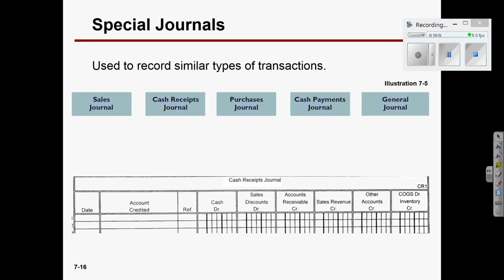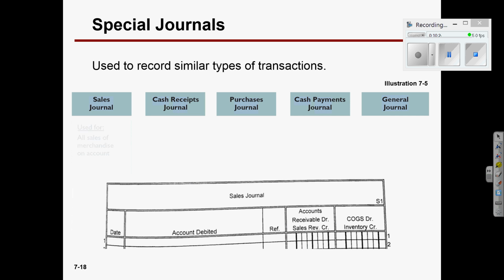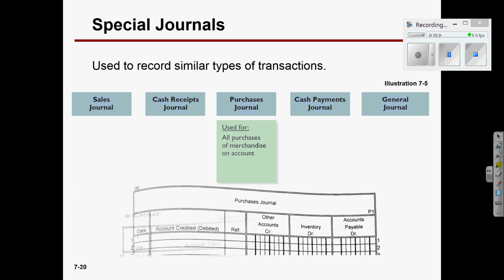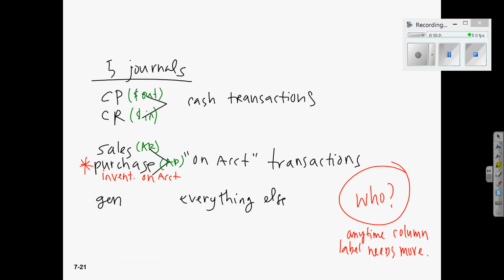There are 5. You're going to recognize one of them. You're going to recognize the general journal. And for the first time, the general journal is kind of like the afterthought. Like, meh, it didn't belong in any of these other 4, so we'll put it in the general journal. So let me walk you through these journal by journal. We're going to start with the cash receipts journal.